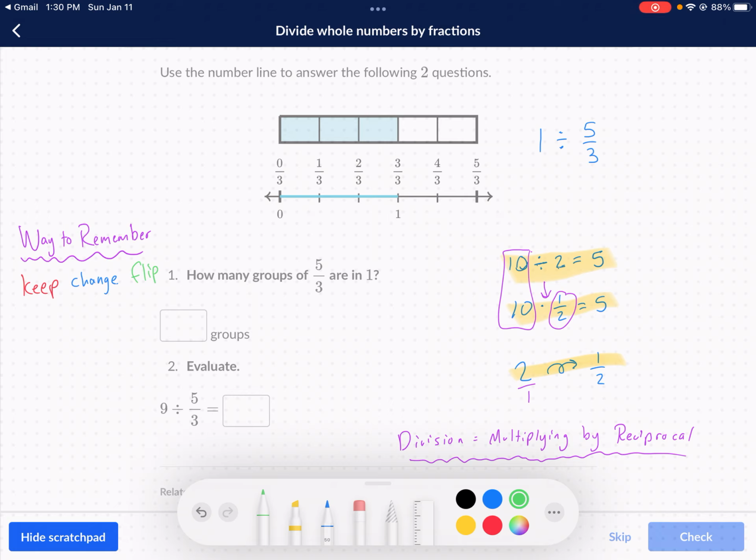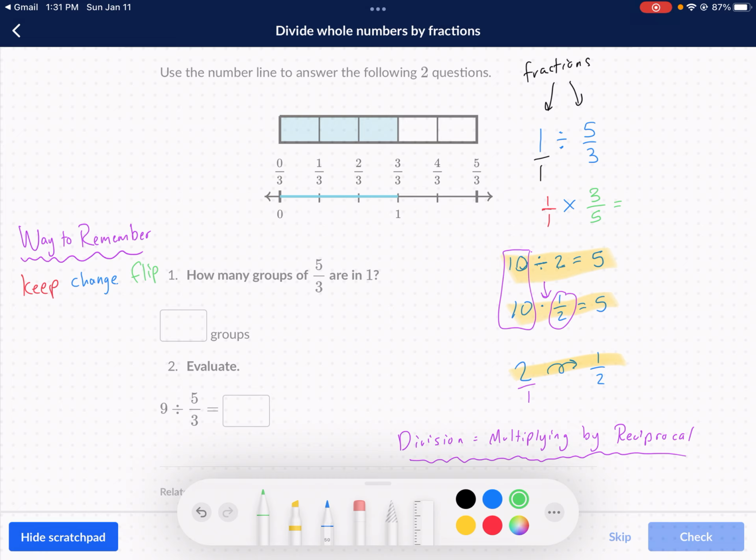So if I'm looking at this first problem here, 1 divided by 5/3, first off, I need to change 1 to be a fraction, okay? So 1 over 1. Then I'm going to apply my keep, change, flip. So step 1, this keep, change, flip needs to have 2 fractions. So we need to have fractions in both spots on either side of the division problem. Okay, so now let's apply keep, change, flip. So keep, we're going to keep 1 over 1. Change, we're going to change the division to multiplication. And then flip, we're going to change 5 over 3 to 3 over 5.